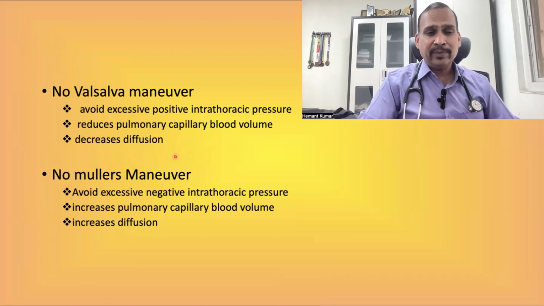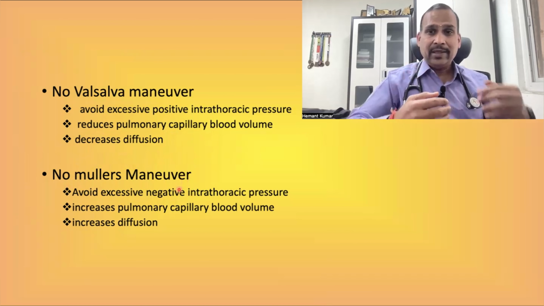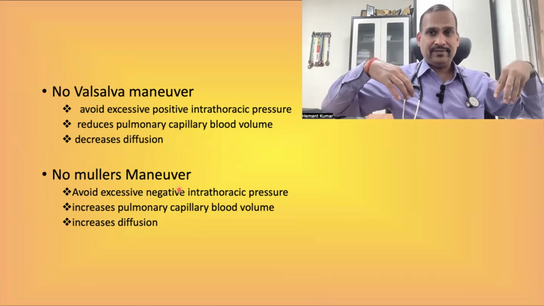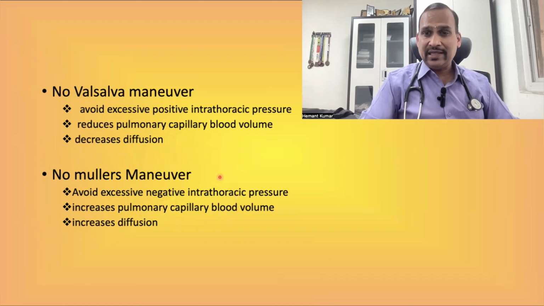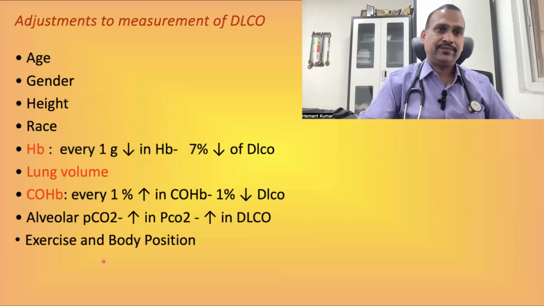The Muller maneuver is just the opposite of the Valsalva maneuver. In the Muller maneuver, against a closed glottis, the patient has to inhale. When the patient inhales against a closed glottis, it will cause negative intrathoracic pressure, and it will increase pulmonary blood circulation. Because of the increased blood circulation, it will cause an increase in diffusion capacity. So while doing testing, we have to take care of these two things.